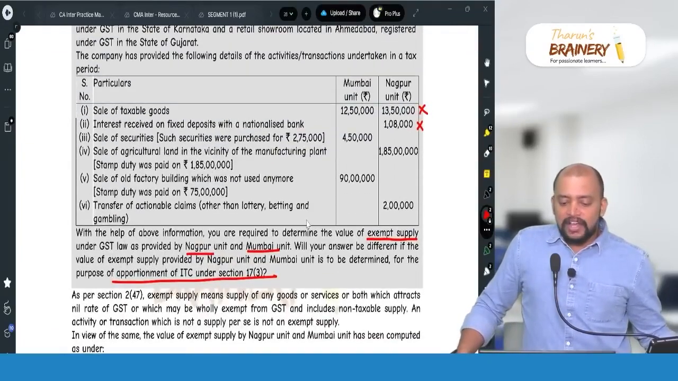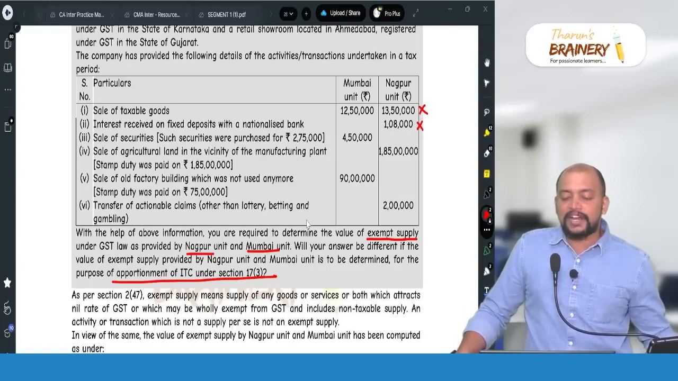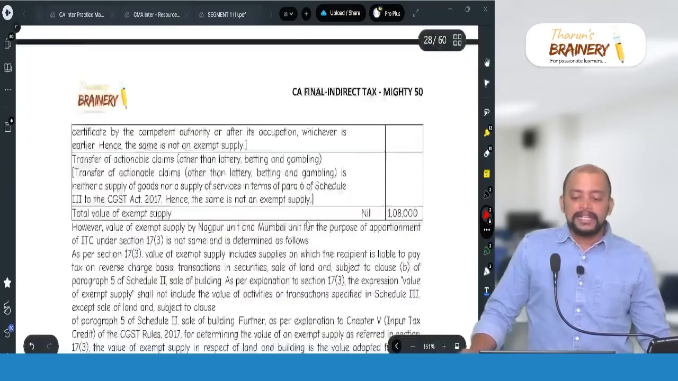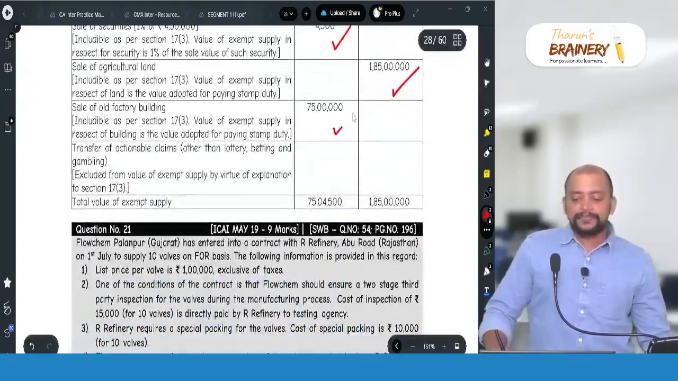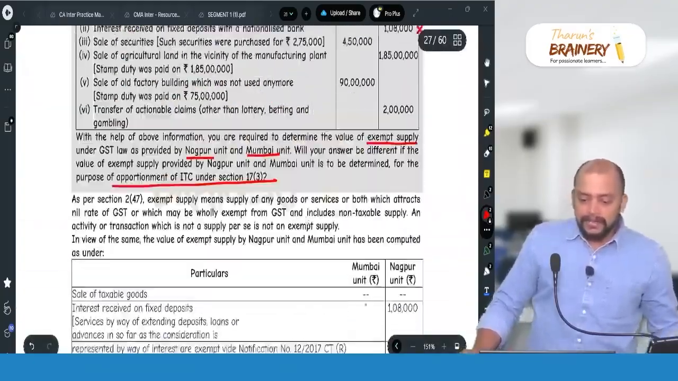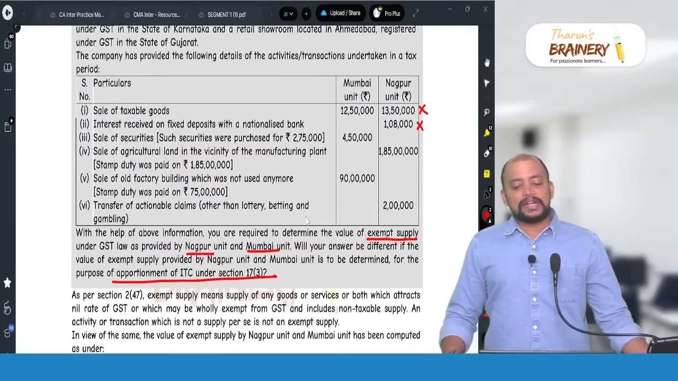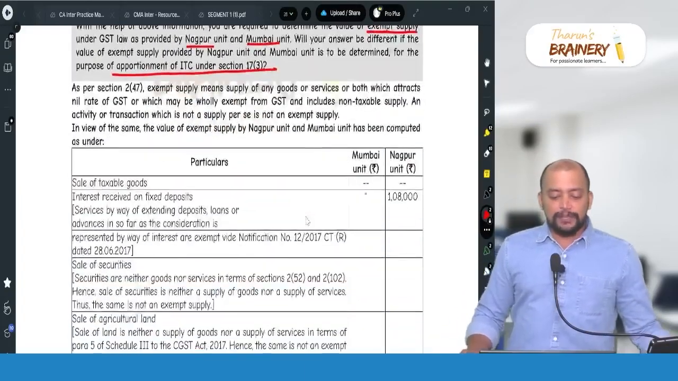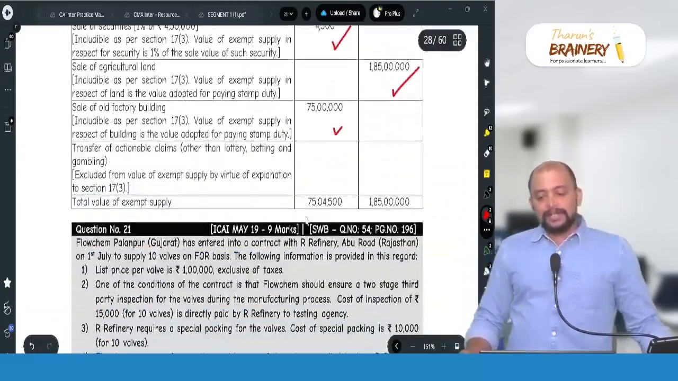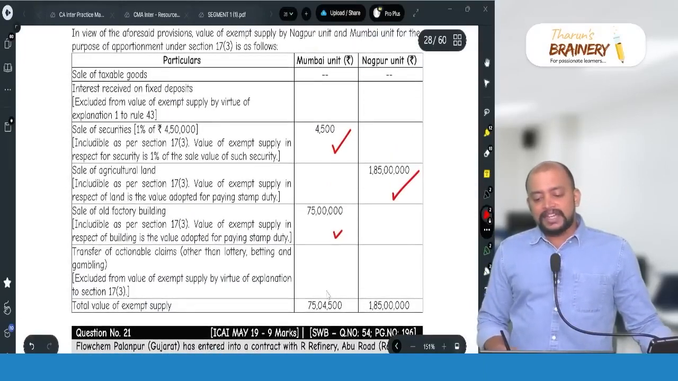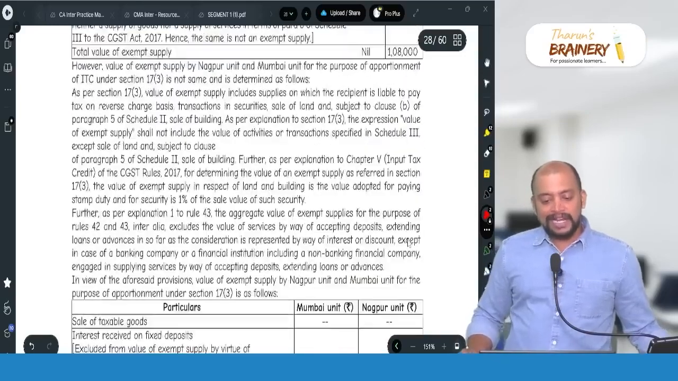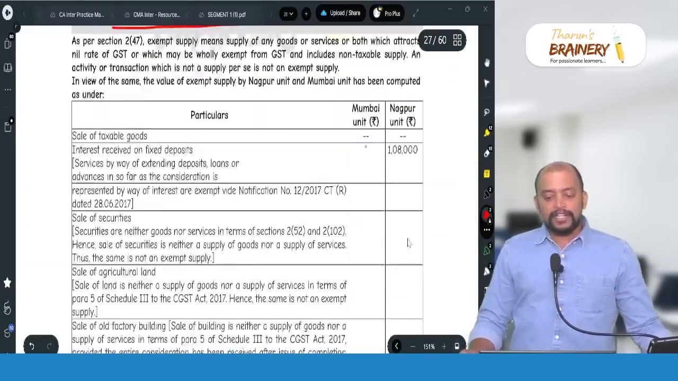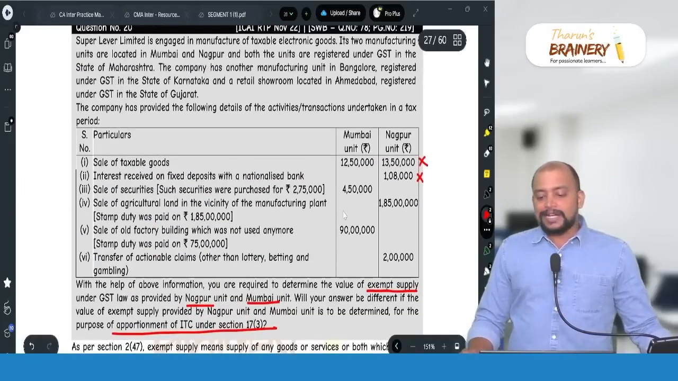Then sale of old factory building, which was not used anymore, for 90,00,000, but the stamp duty was paid on 75,00,000. So stamp duty value is 75,00,000, that should be taken. Transfer of actionable claims other than lottery, betting, gambling is not a supply, so it will not come in exempted. Therefore 75,04,500 and 1,85,00,000 will be taken as the exempted supplies for the purpose of ITC.